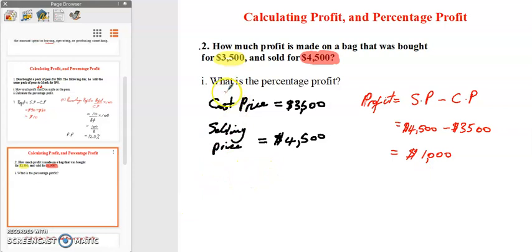How about the profit percent now, or the percentage profit? So percentage profit will be equal to $1,000 over, what was the cost price? $3,500 times 100, right? So these zeros will cancel as well, so we are left with 1,000 divided by 35. Let me punch this in my calculator. If you view the examples, you will realize that it's the same concept throughout. So the percentage profit for this would be 28.6%, right?